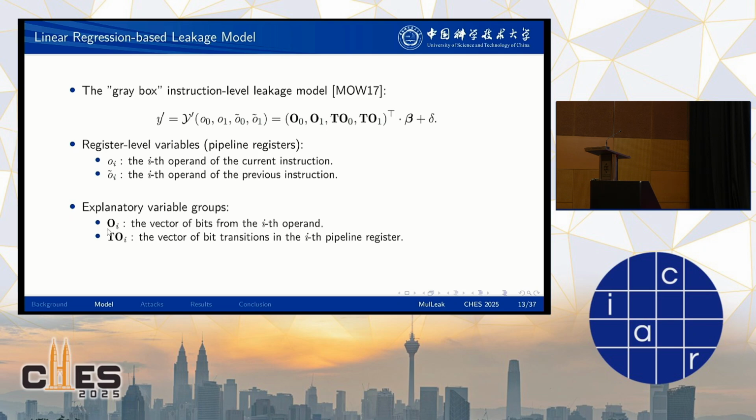Big O_I and big TO_I are explanatory variable groups. We expand this leakage model by including the power leakage from registers and combinational logic over the entire clock cycle.